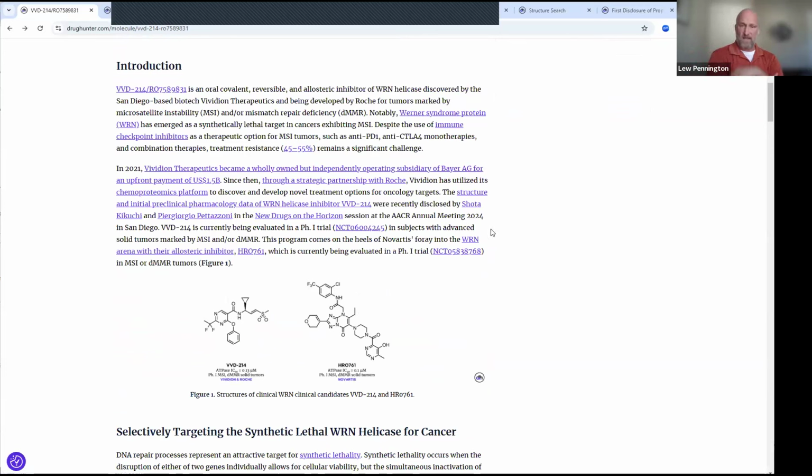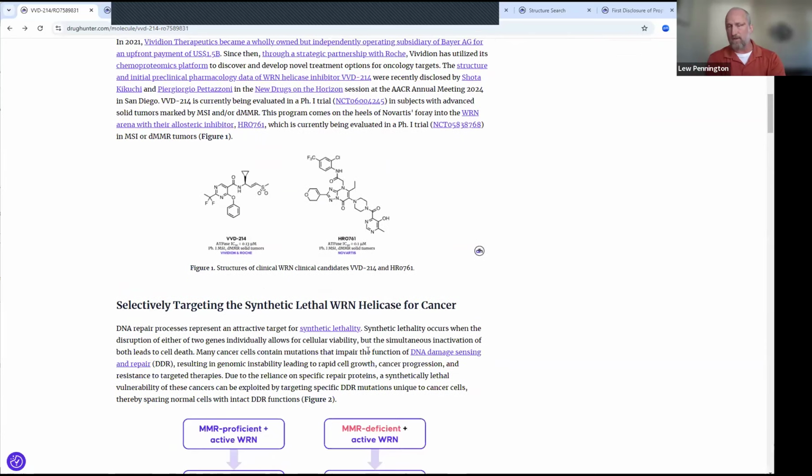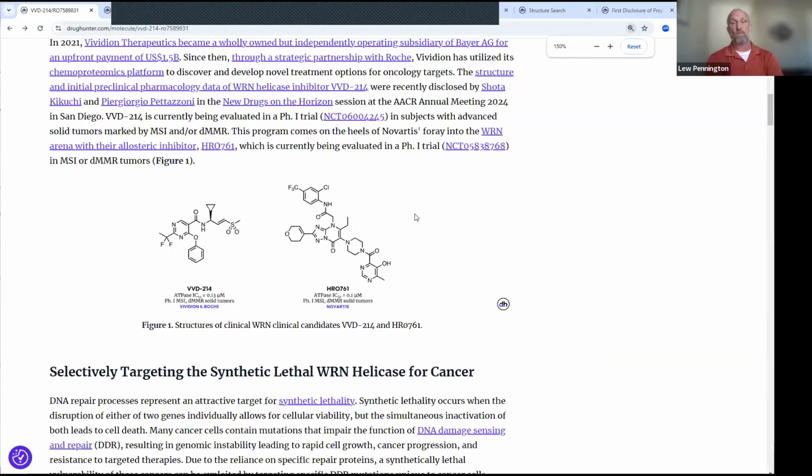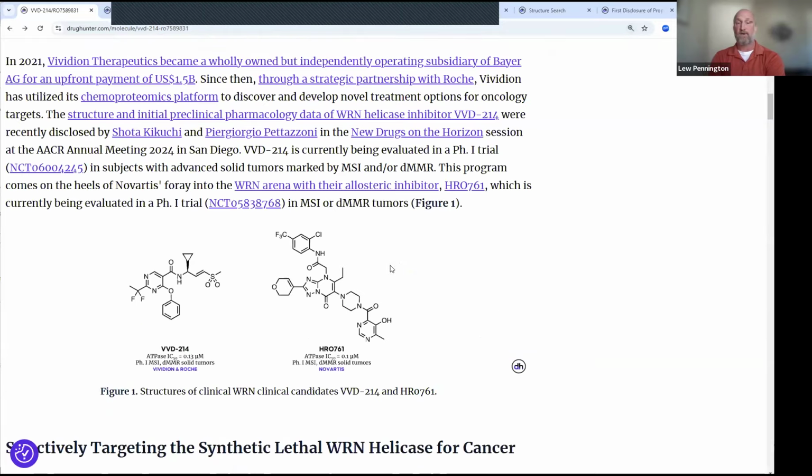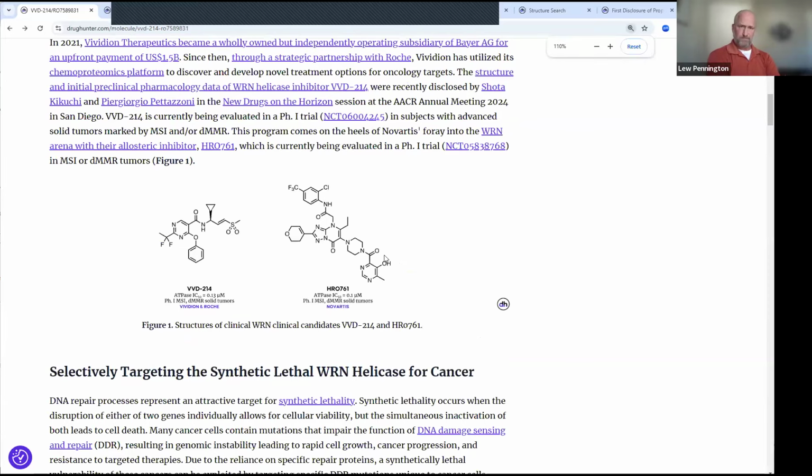And so included here, you can see in figure 1 for this introduction, not only do we include the molecule of interest for the article, but also other molecules that are in this space. And in this instance, we highlight HRO 761. This is a Werner helicase inhibitor from Novartis. So we want to make sure people are aware of all of the important things going on in these arenas.